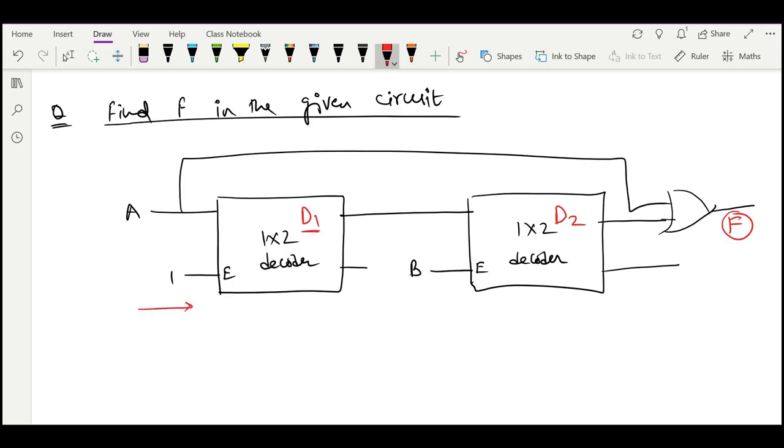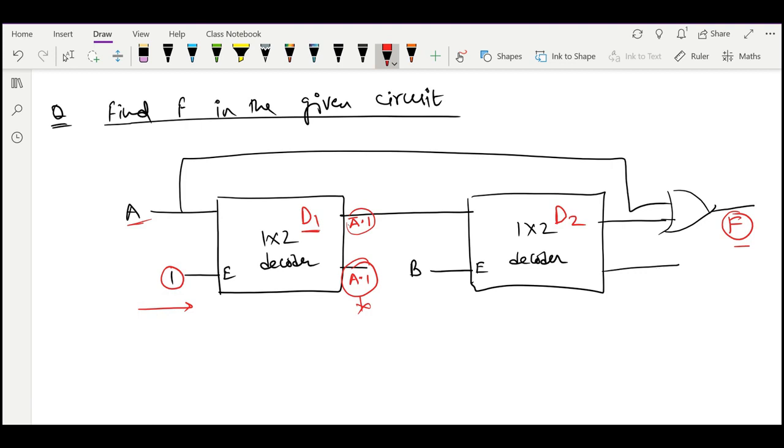Now if we calculate D1, what is this? This is A bar dot 1. This is E, so A bar dot E. Since we have only one input, A bar and A are multiplied by E. So this is the output. Now this one is not connected anywhere to F, so we will neglect this.